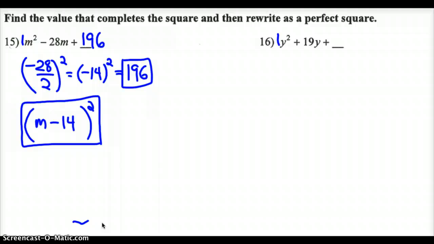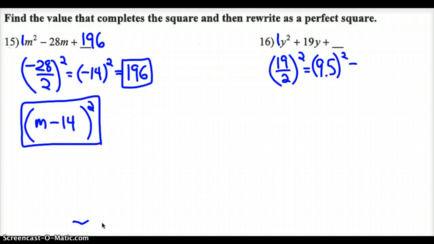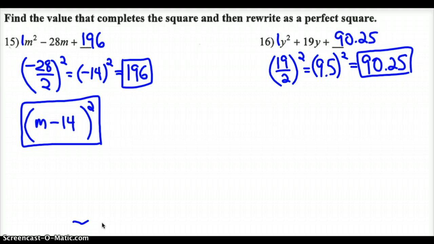Similarly here, again with the 1 here, this process is pretty straightforward. 19 divided by 2, squared. That's 9.5 squared, which comes out to be, I have a calculator here, 90.25. So 90.25 will complete the square. That's one answer. And then my binomial squared will now be y plus 9.5 squared.